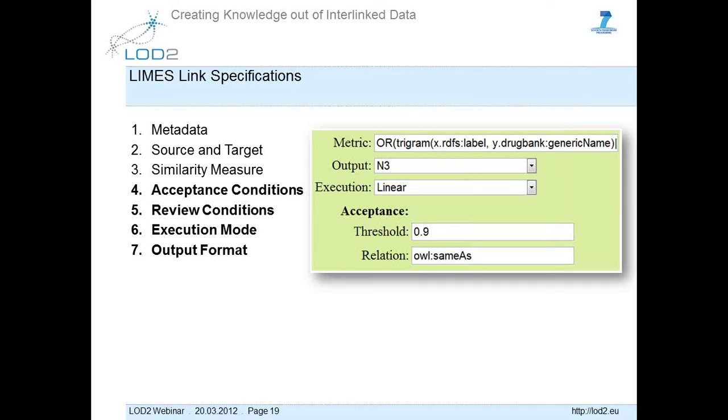Now, the other parts of a link specification with respect to LIMES are the acceptance conditions. That's where you set the thresholds: when the similarity of two entities is beyond this threshold, we assume that they are to be linked by the specified relation. For example, here we said if the value of the similarity is beyond 0.9, then we can assume that the entities are to be linked via owl:sameAs. We can do the same for review conditions. LIMES will write two different files, an acceptance file and a review file. Usually the review threshold is lower than the acceptance threshold, and that is where you would store the entities for which you want to do a manual review.